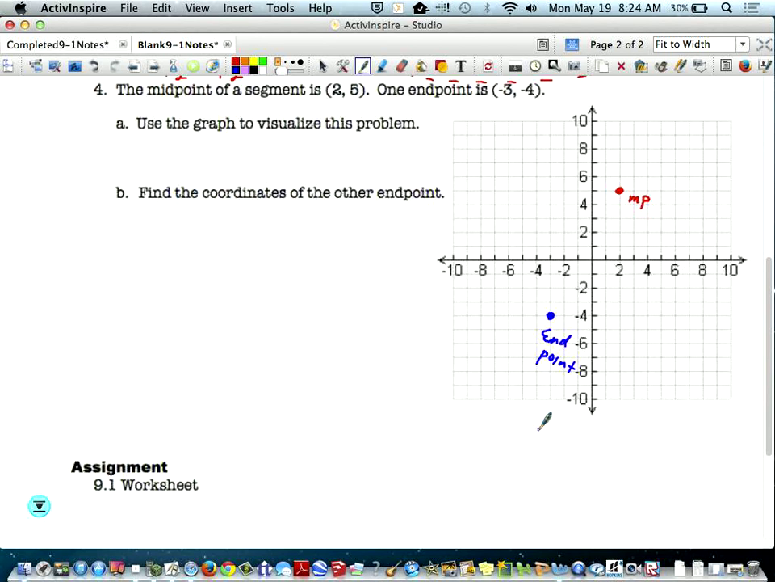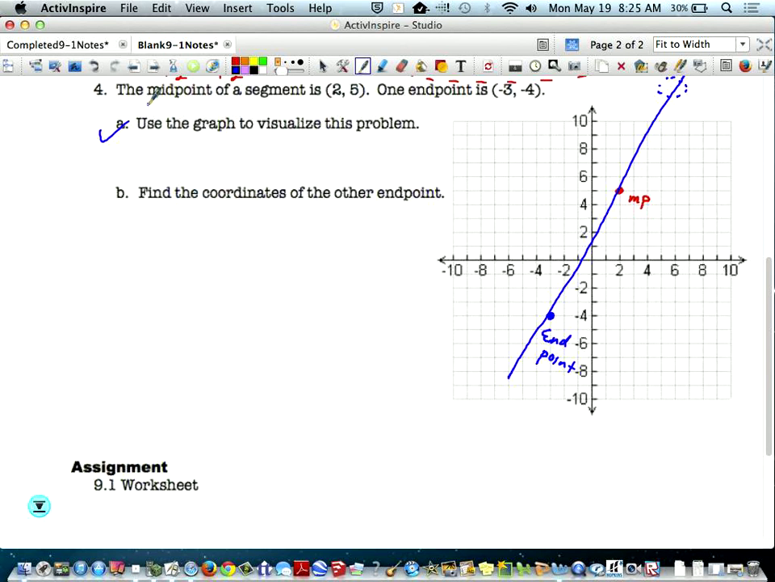Approximately, where is the other endpoint? You know, it's going to go towards the midpoint, so you kind of have to measure where you're going. It's somewhere up in that area, correct? If that's the midpoint, you would draw a straight line through both of these, right? Because that's the midpoint. So you got to go towards the midpoint and then to the other side of the line. This one will not have two answers like the distance did. So use a graph to visualize the problem.